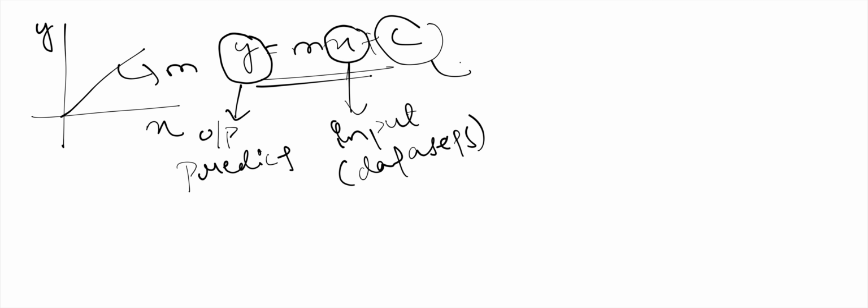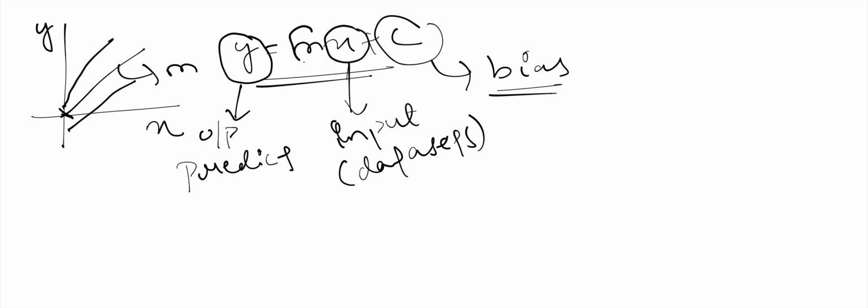C is the bias. C's work is to just shift this line up and down. If we want to start our line from here, then we need to change the value of C. If we want to start from here, then we need to change the value of C. So that's all C does. It just shifts the line up and down. That's it.